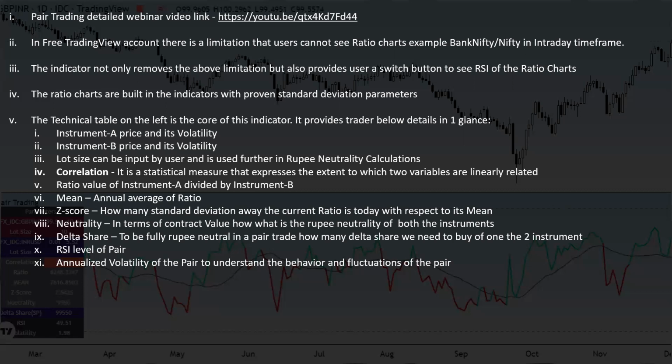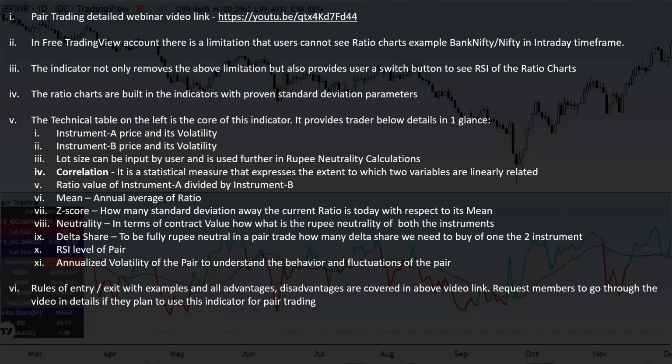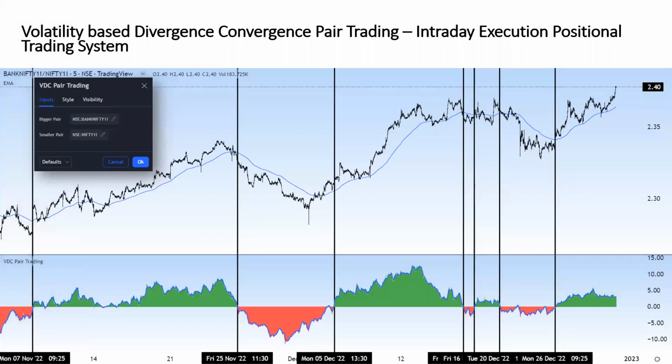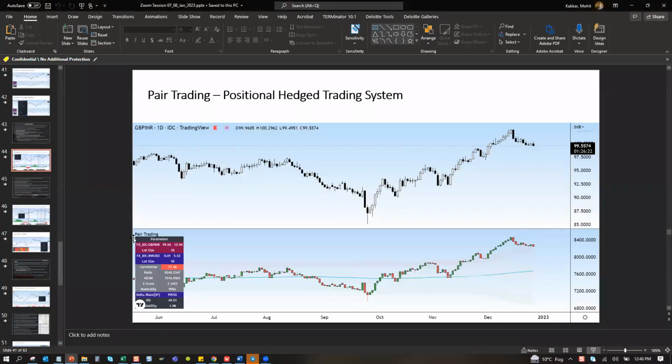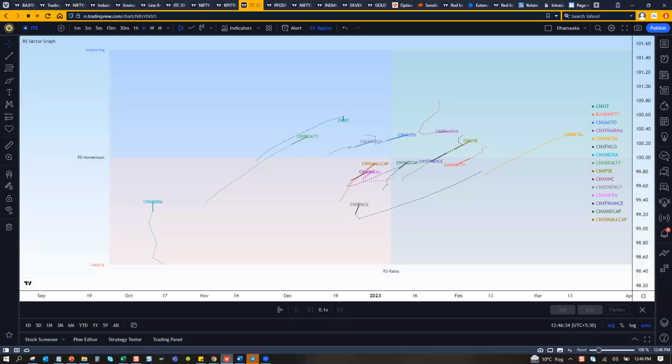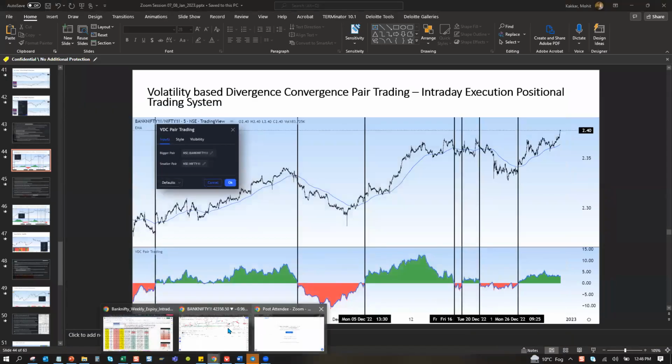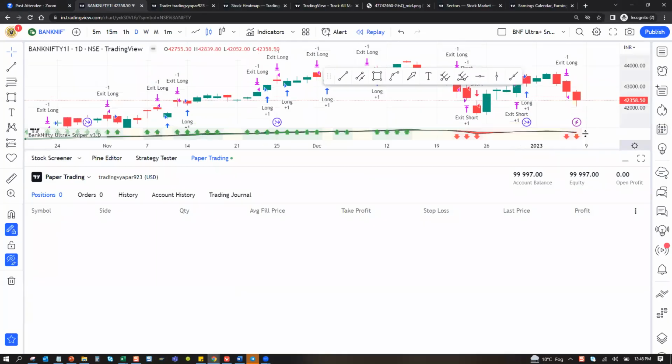RSI level भी है इसमें, and analyzed volatility of the pair to understand the behavior and fluctuation of the pair historically. Rules of entry exit with example and all advantages and disadvantages are covered in the video link above. Request members to go through the video in detail if they plan to use this indicator for pair trading. Then there's this next indicator. I'll first just quickly show that one, not go into very much detail.